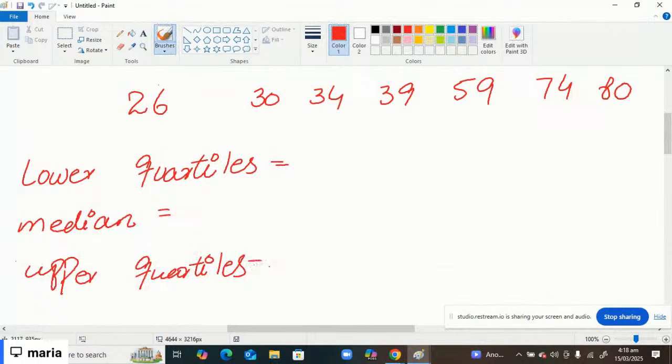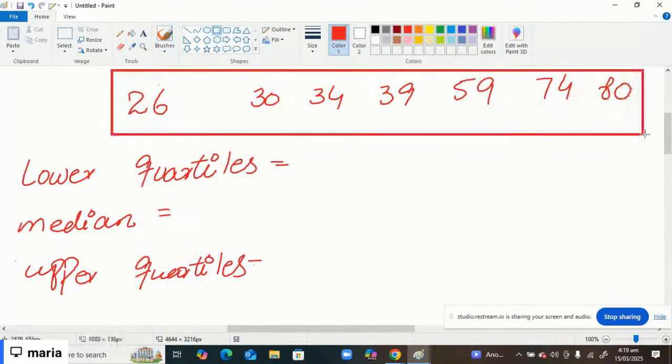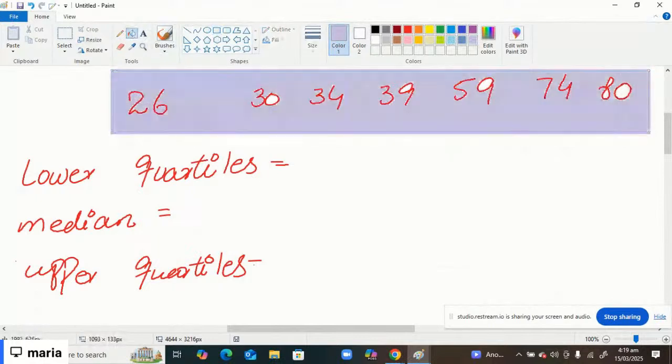Now this time you tell me. If this is your data, 26, 30, 34, 39, 59, 74 and 80, what is the lower quartile? Look here. First we check how many there are: 1, 2, 3, 4, 5, 6, 7. So what is the middle one? This is your middle one. This side is your lower and this side is your upper.